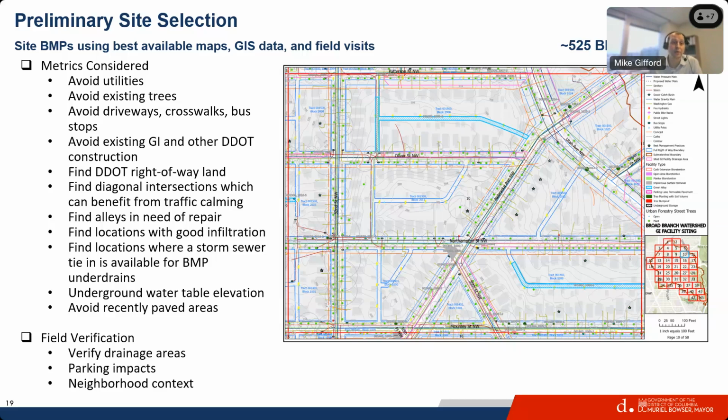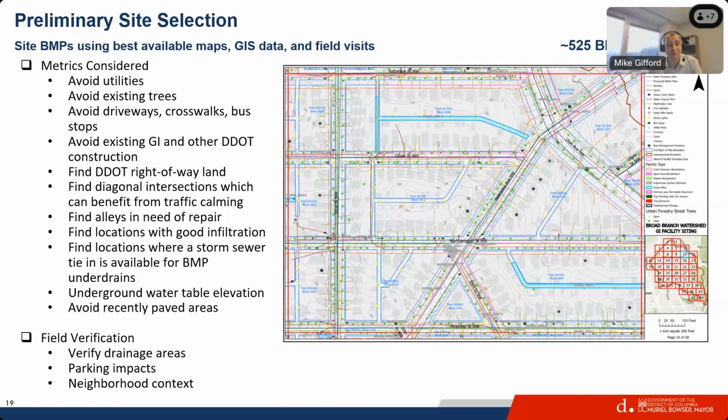With that, we did a preliminary GIS list, which is where we actually ended up coming up with more than the 525 sites. But at that point, we then went out and visited each one of those sites to verify and make sure that what we were seeing on GIS and with our desktop review actually was the conditions in the field, as well as take a look at what the parking impacts would be and some of the neighborhood context for each of the sites.